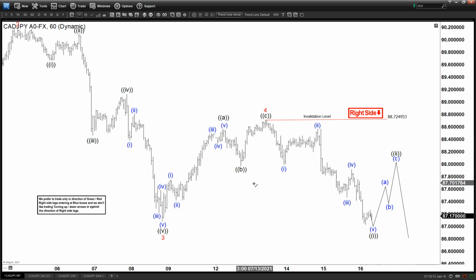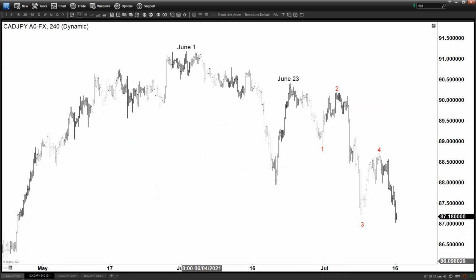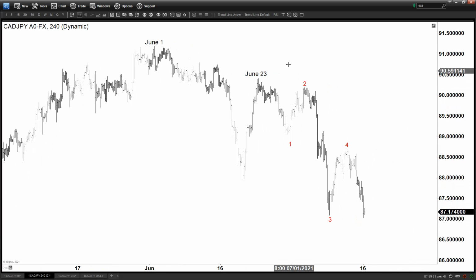Now, let's take a look at the larger degree. I will explain the alternate as well as why, what's the logic behind expecting further downside right here. So first of all, if we zoom out to the 4-hour time frame, you can see right here this is wave 3 and the wave 4 here. And we're talking about the 5 waves going down from the June 23rd high. So we have a clear 1, 2, 3, 4, and then now it has already broken wave 3 here. So it is a clear 5 waves here, and we should be ending this 5 waves soon.